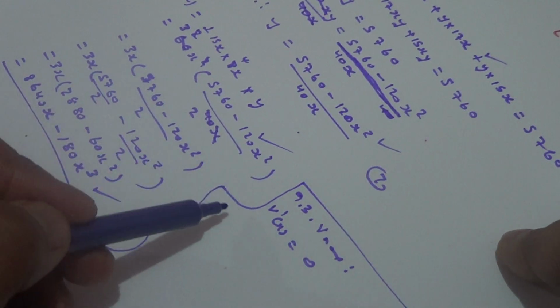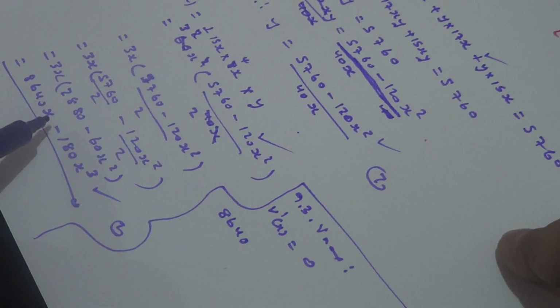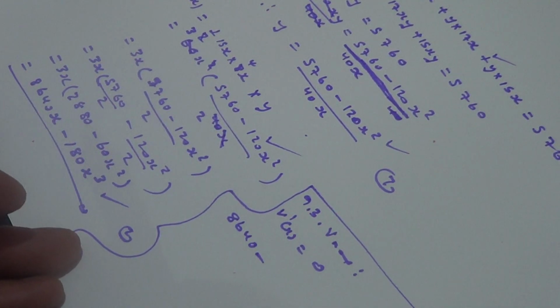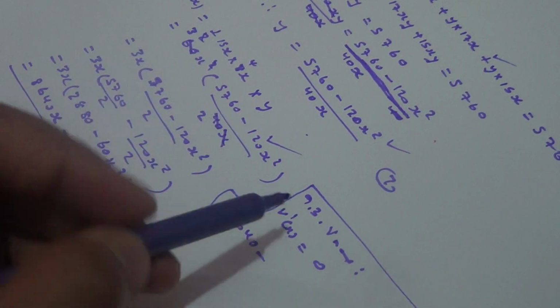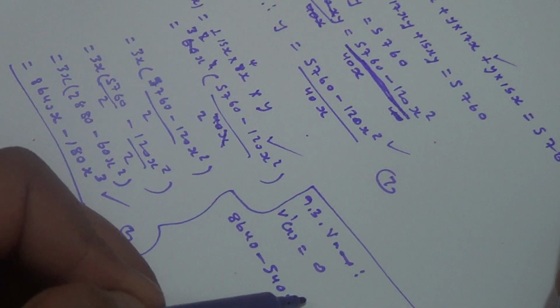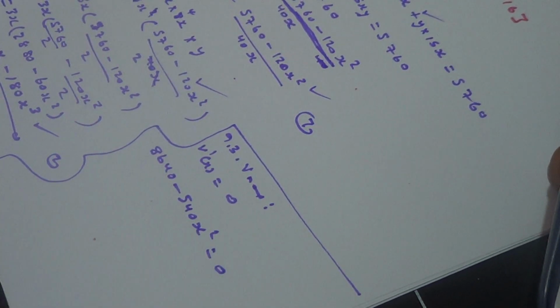When we differentiate here, we get 8640. The x goes away, right? Minus, when we multiply 180 by 3, what do we get? 180 times 3 is 540. So we get 540 x squared, isn't it? When we differentiate, this is equal to 0.